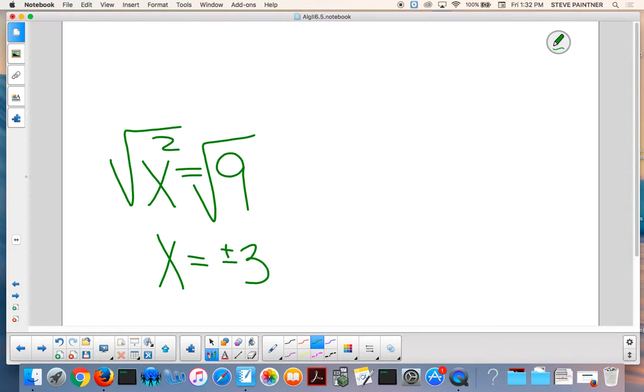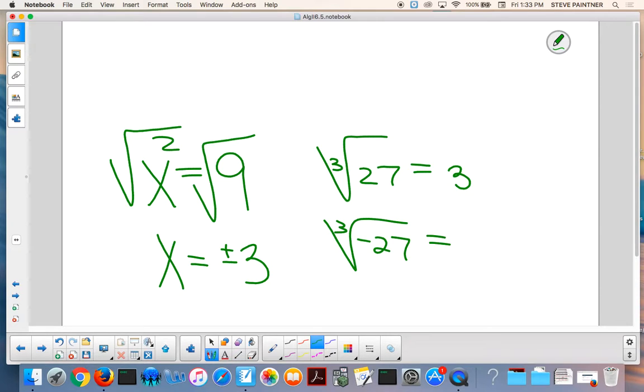Now wait, what about odd roots? No. Odd roots get what? One answer. What about this one? Negative. Yeah. Odd roots, they just get 1 answer. Even roots get 2. And that's why you got it wrong. You forgot. Okay. It's going to happen on your homework. It just is. Okay? All right.